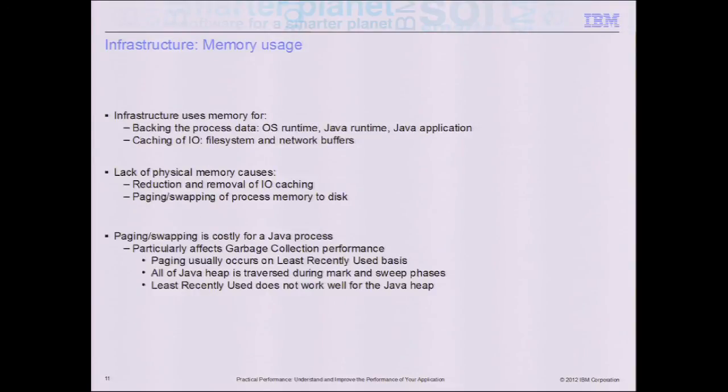So memory usage. RAM on the system is used for a few things. It's used for your application, so the Java heap, the JVM, the operating system, all backed by physical memory. And it's also used to cache files.